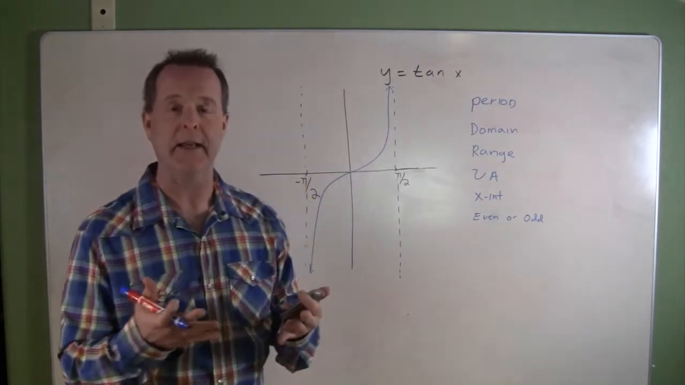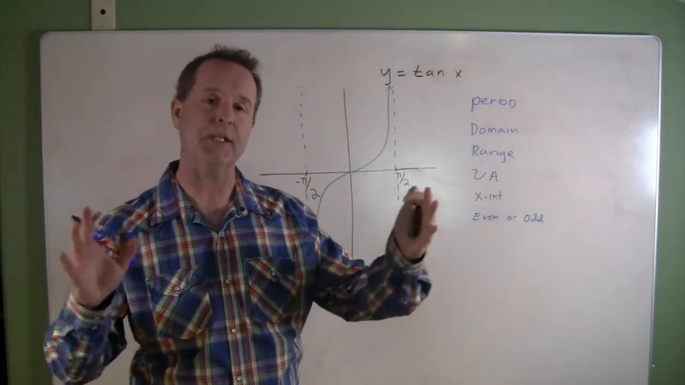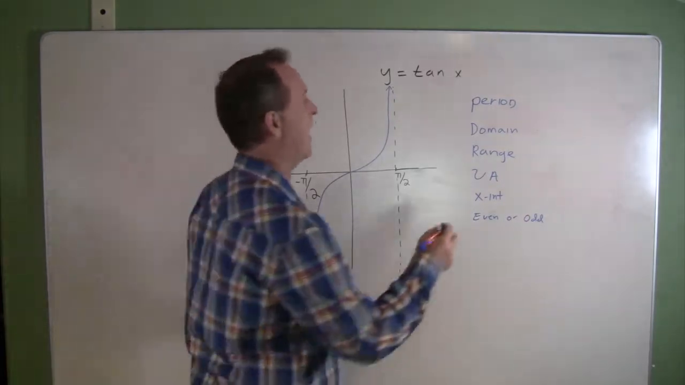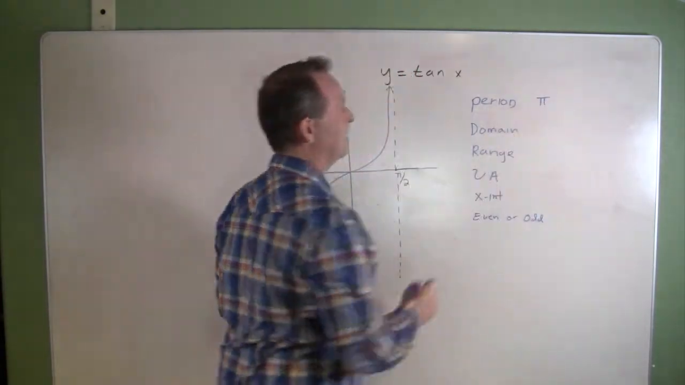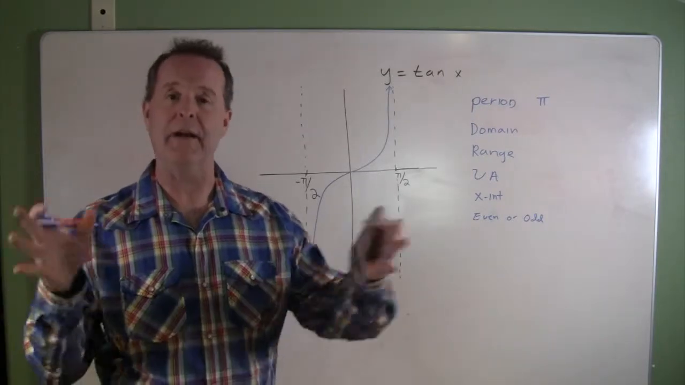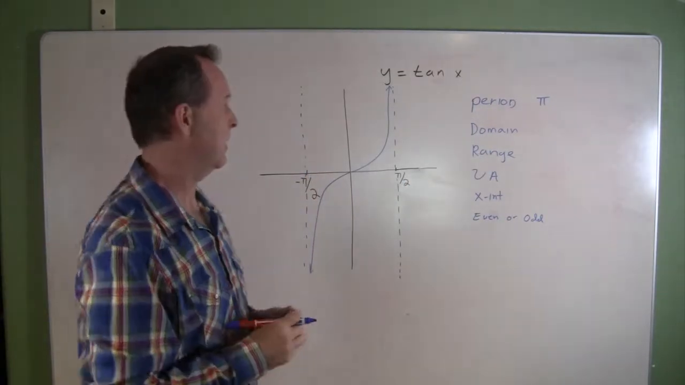First of all, its period. As we discovered earlier, the tangent's period is just pi. So the graph repeats itself every pi units beyond this particular case.